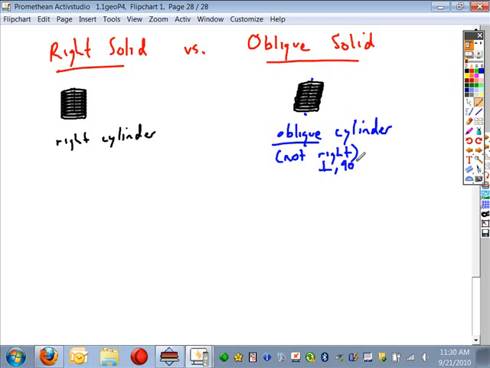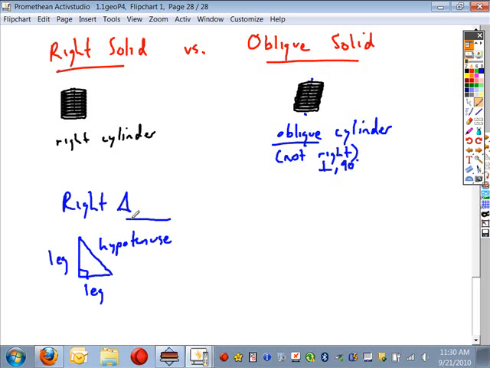Anytime you have a figure where it's not lined up perfectly balanced over itself, that's called an oblique cylinder. Now, did I introduce this word at all when I talked about triangles? The term oblique can also apply to triangles. And so this triangle right here, with the right angle, you have a leg and a hypotenuse. This is an example of a right triangle.